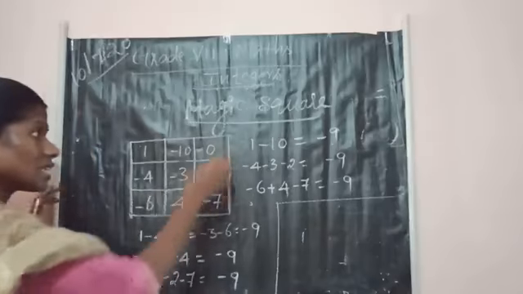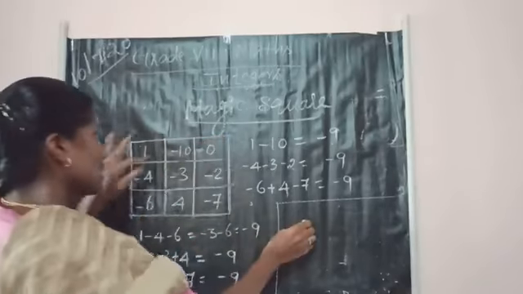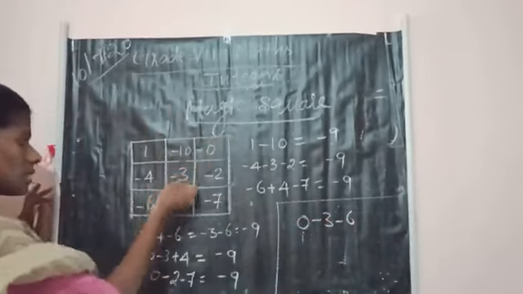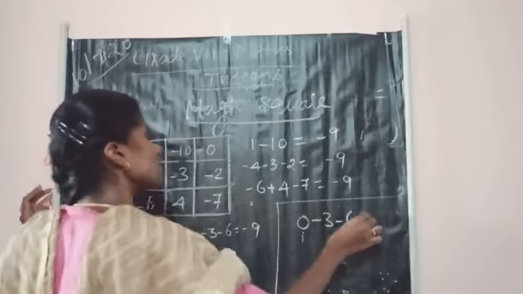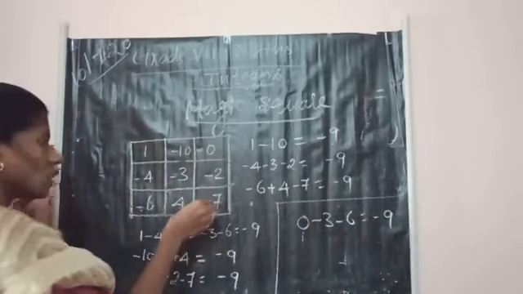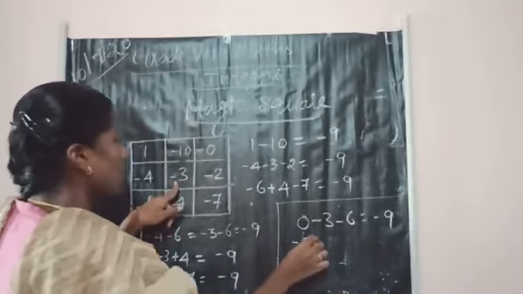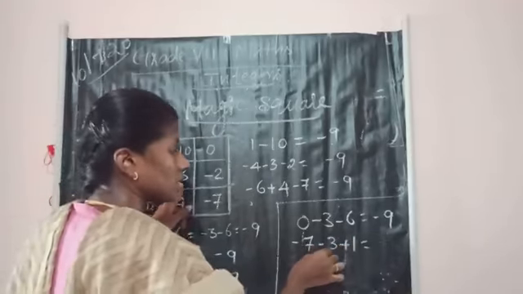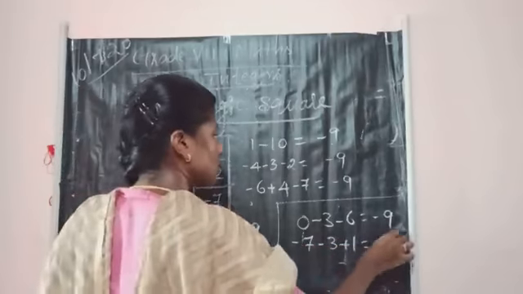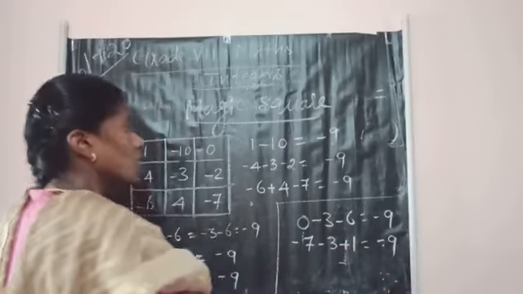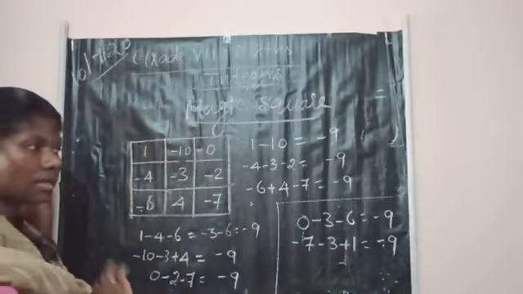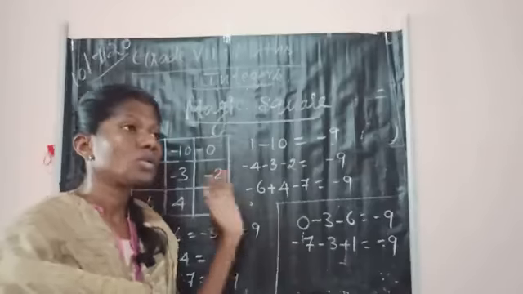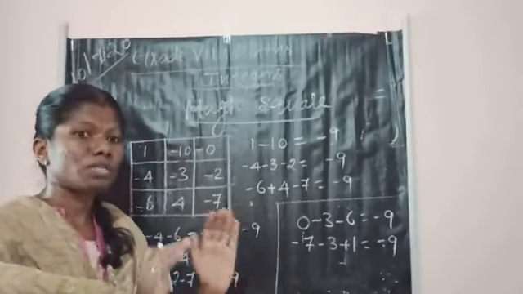Next I am going to add the diagonals. Taking 0, minus 3, and minus 6, the answer is minus 9. And one more diagonal: minus 7, minus 3 plus 1. Minus 7 minus 3 is minus 10, plus 1 is minus 9. So when you add the columns, diagonals, and rows, you get the same answer, minus 9. The given magic square forms the same value.